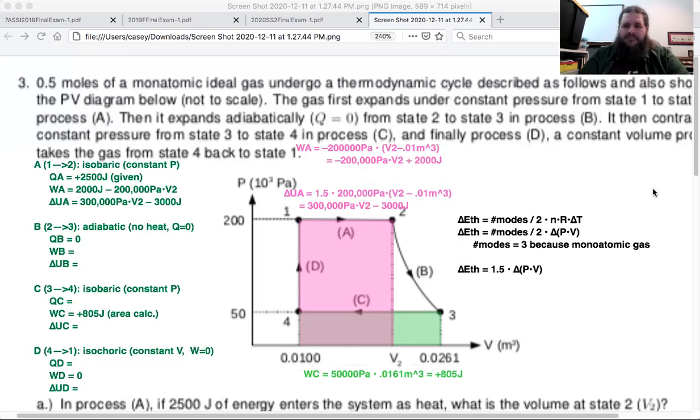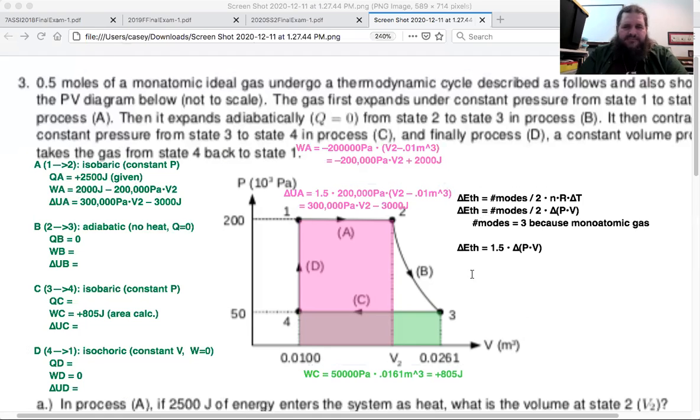By the first law of thermodynamics, delta U is equal to Q plus W. Yeah, that should work really well. We can use this to solve for that unknown V2, I think. We know that delta U equals heat plus work. So if we fill all that in, delta U is our 300,000. I'm going to leave off the units here since it's all in pascals, cubic meters, and joules anyway. 300,000 times V2 minus 3,000 equals work plus heat. 2,500 plus 2,000 minus the 200,000 V2.